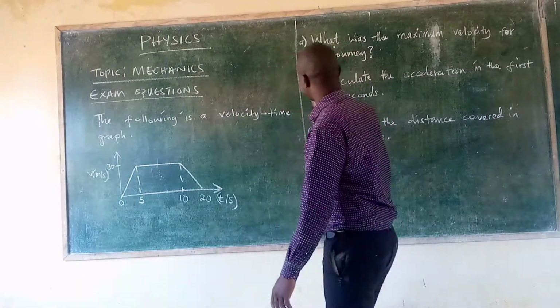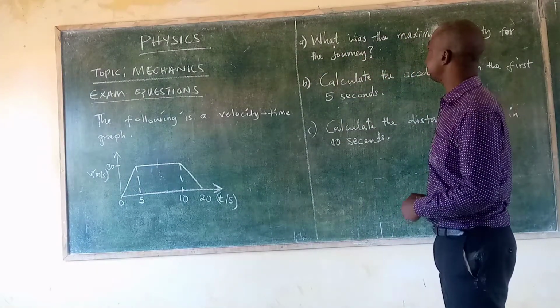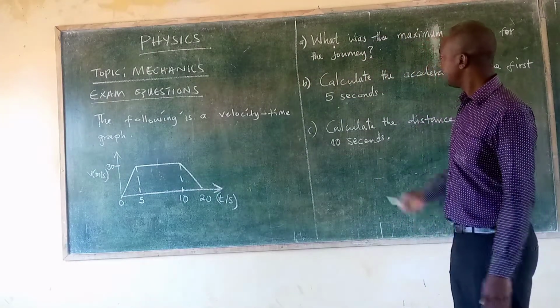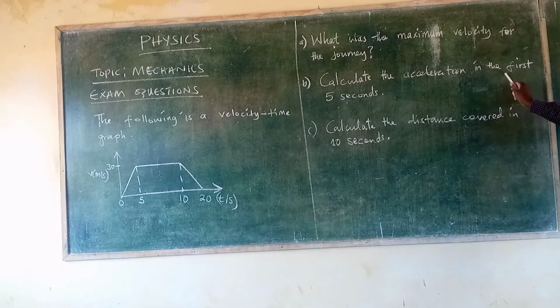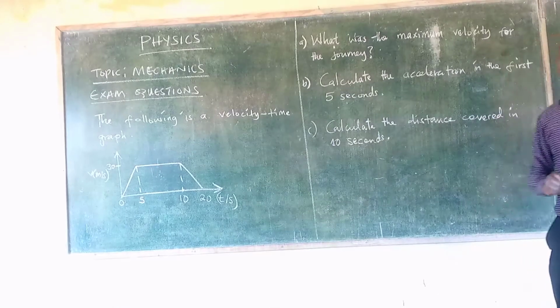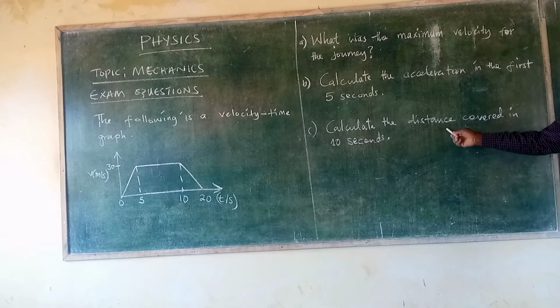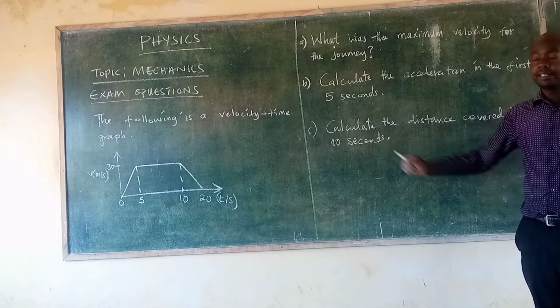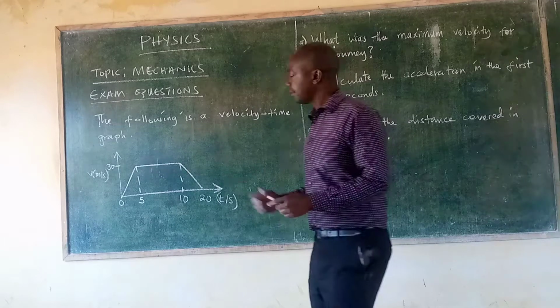So, the question is as follows. A. What was the maximum velocity for the journey? B. Calculate the acceleration in the first 5 seconds. C. Calculate the distance covered in 10 seconds. So, we'll look at these questions critically. Let's start with the first one.